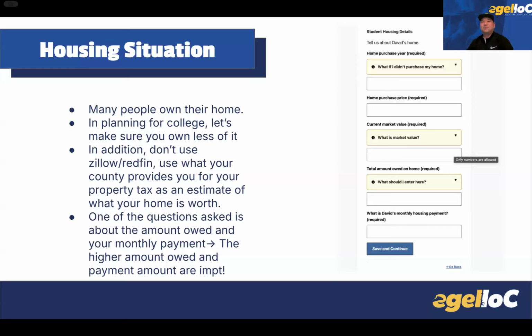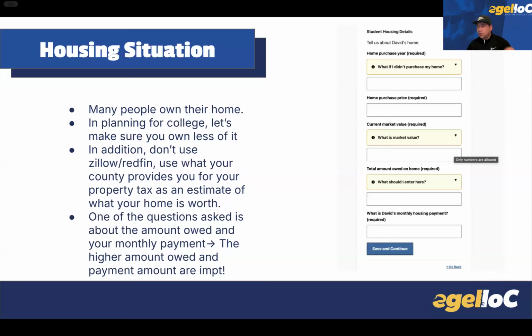A lot of families are really proud to put this in because their house price went up a lot. But why would you want to show that to the college admissions officers that are trying to give you free money? You do not want to show that. The current market value that you should be using on your home is the amount that you pay property taxes on.